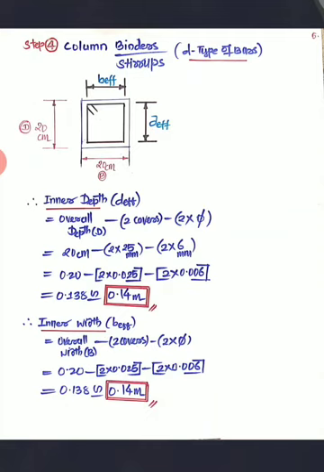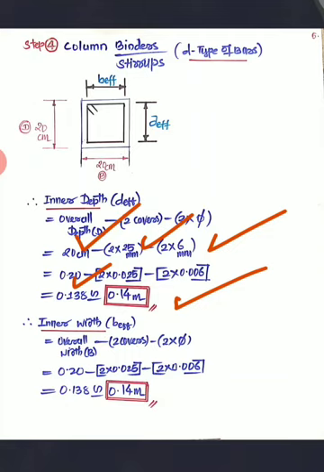For that you are going to take 2 times the dia. So 20 centimeter minus 2 covers minus 2 times the dia. You will get 0.138 meters here, so I'll round it up to 0.14 meter. So this is only the inner depth.